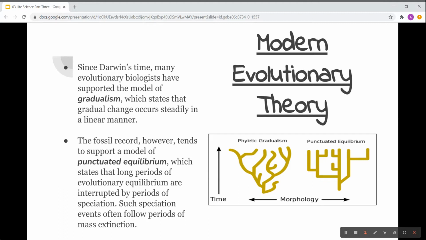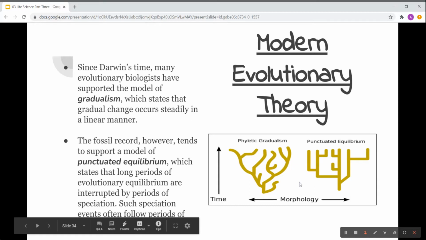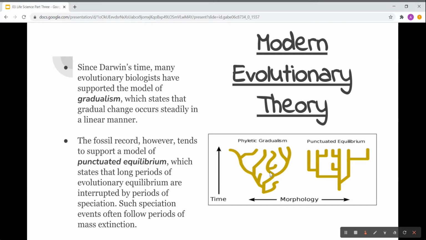There's something called modern evolutionary theory. They have not really changed it, but they looked at how species change. Since Darwin, there's something called gradualism, which states that gradual changes occur steadily in a linear manner. So here you start with the common ancestor, you go up, it changes, it branches out. So it's gradually changing at a steady rate.